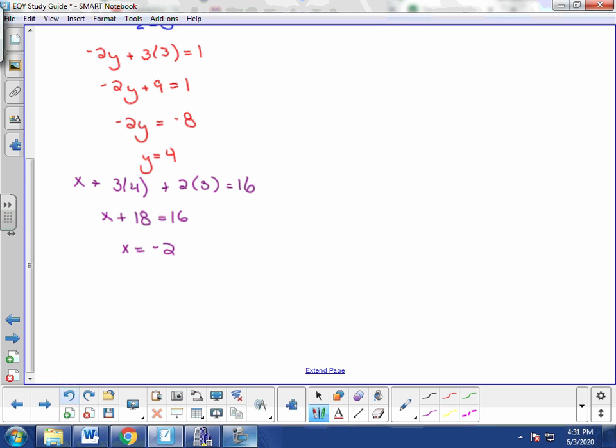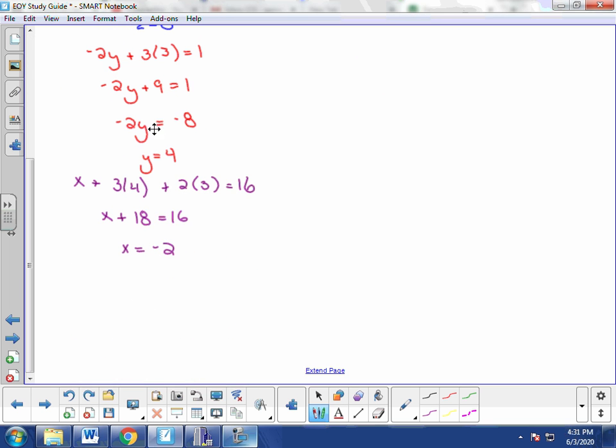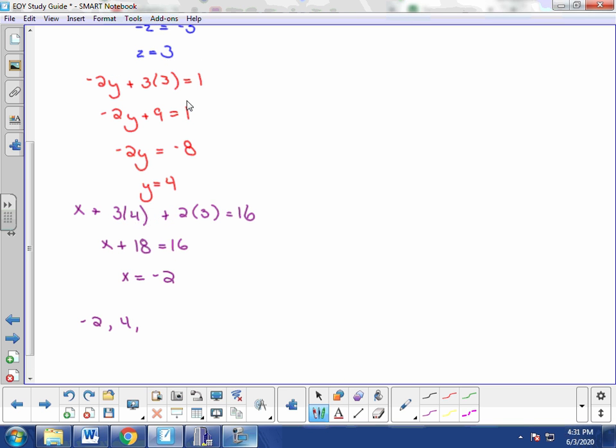So I eliminated one of my variables, or it was already eliminated for me, did a two-variable system of equations, and then just reverse substituted everything back in to be able to solve for individual variables. So my answer would be negative 2, 4, 3.